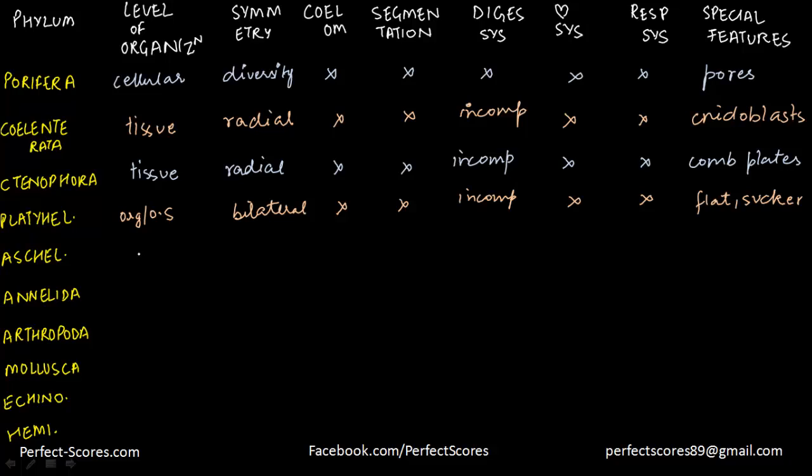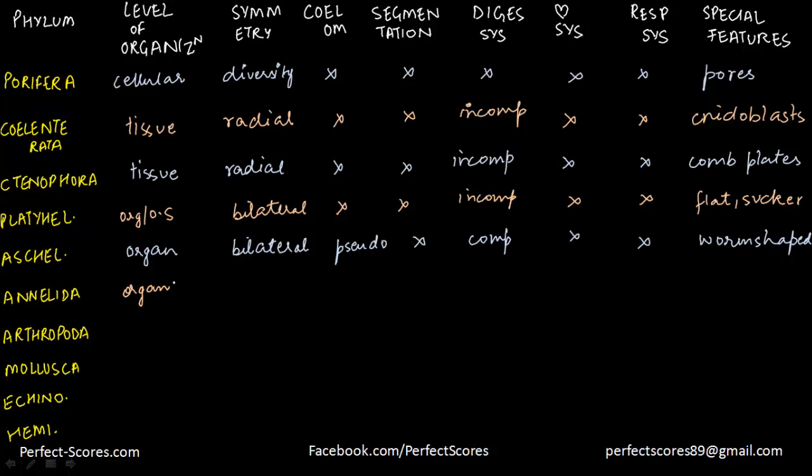The feature of Aschelminthes is that they have got organ system level of organization. The symmetry is bilateral. They have a false coelom, so we can call it a pseudocoelom, but they do not have segmentation. The digestive system is present and it is complete. However, circulatory system and respiratory system are still not present, and the special feature is that they are often worm-shaped or elongated.